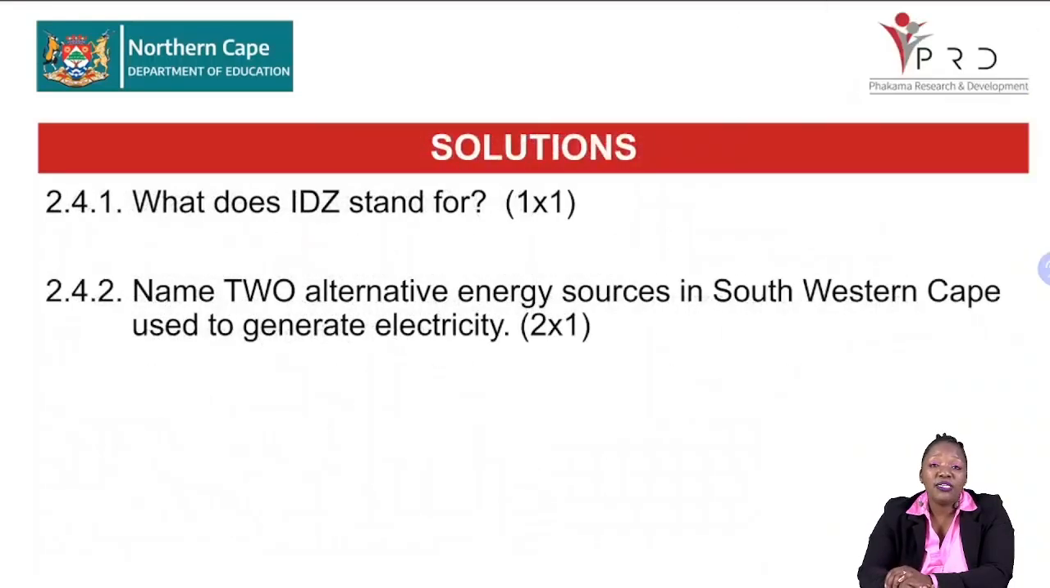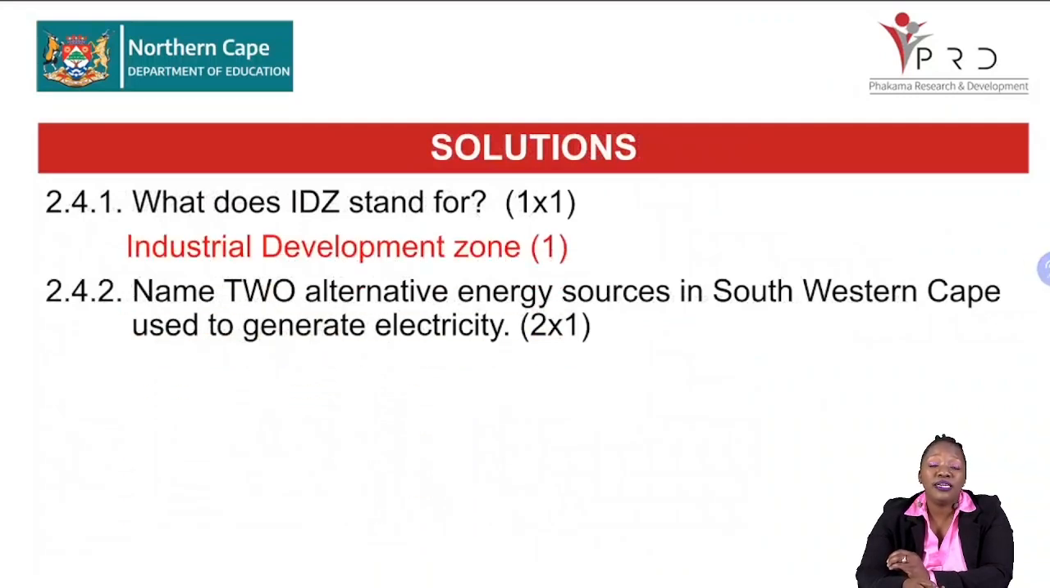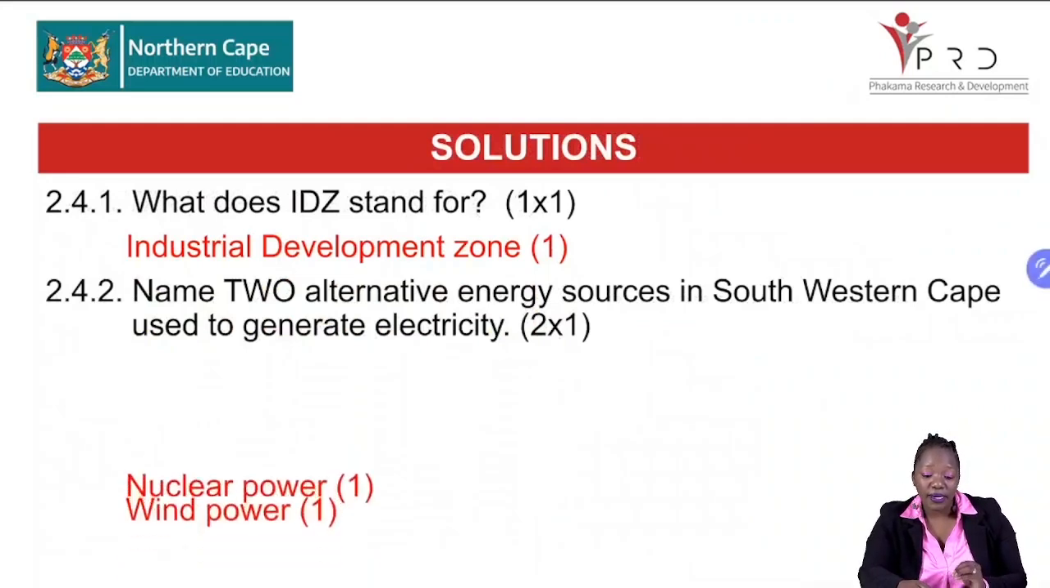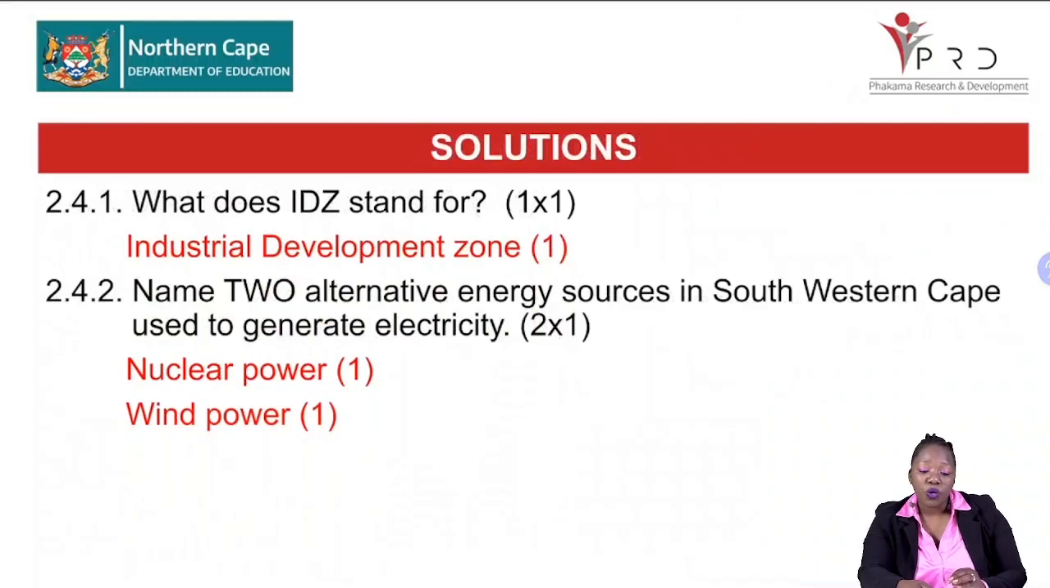Right, girls and boys, looking at our corrections, the first one you were supposed to give, what does IDZ stand for? You will remember we're talking about I for industrial, D for development, and Z for the zone. So industrial development zone, 1 mark. And then you name 2 alternative energy sources in the Southwestern Cape used to generate electricity. So you will know that the Western Cape does not have coal. Therefore, they depend on nuclear power as well as wind power.